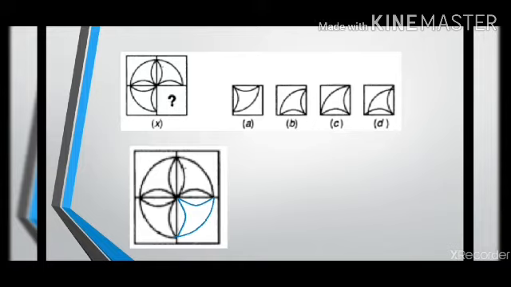Now different similar patterns are given to you in all the options, and they are somewhat similar. For example, when you see option B and option C, the only difference in these two options is where the arc is starting. In option B it is not starting from the corners, just inside of the corners. In option C the arc is starting from the corners.